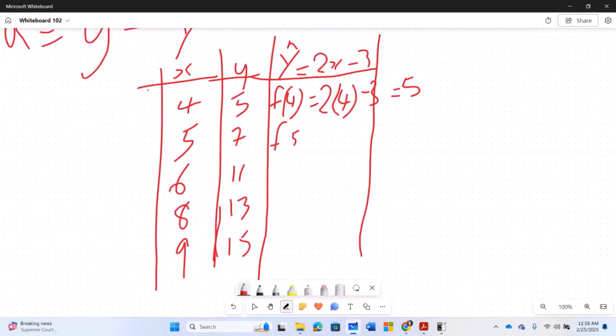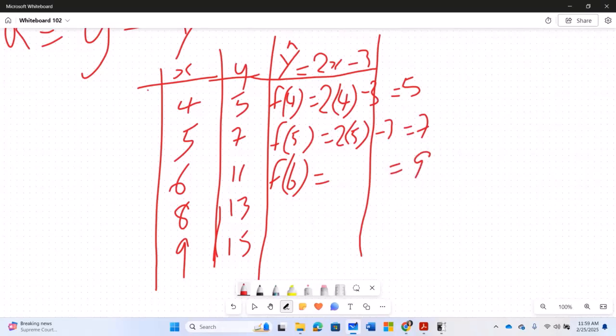f of 5 is going to be 2 times 5 minus 3. 2 times 5 is 10. 10 minus 3 is equal to 7. f of 6 is 12 minus 3, which is 9. f of 8 is 16 minus 3, which is 13. f of 9 is 18 minus 3, which is 15.